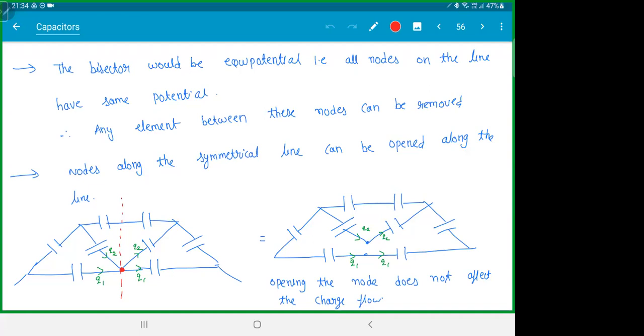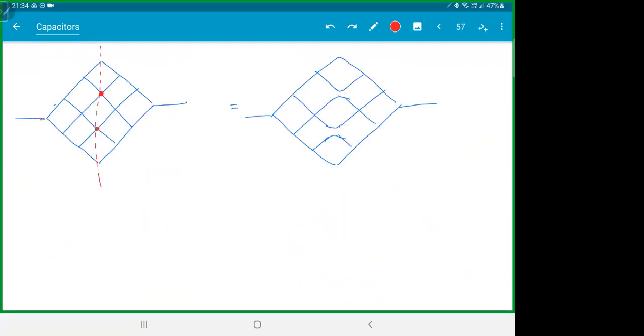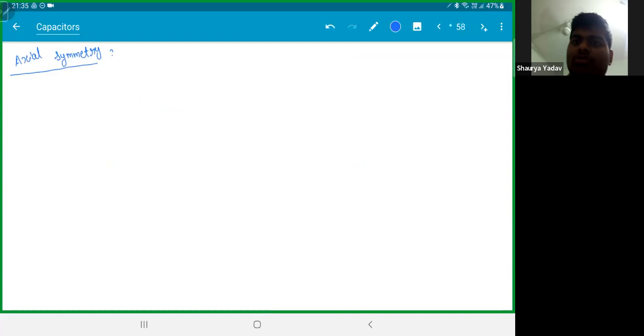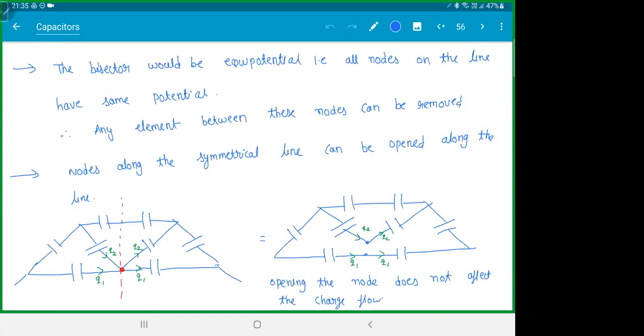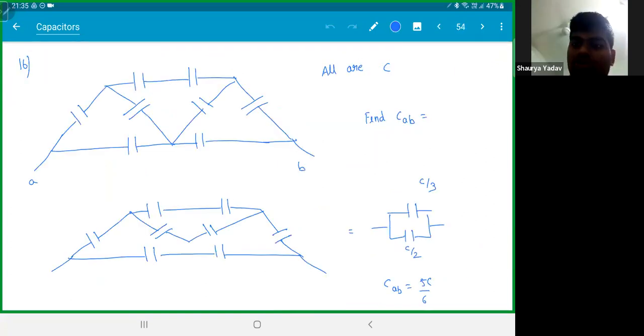Clear? The next one. Axial symmetry. So could you show that answer page? This one? Sorry, which you solved. Sorry. Yes. Yes, sir.